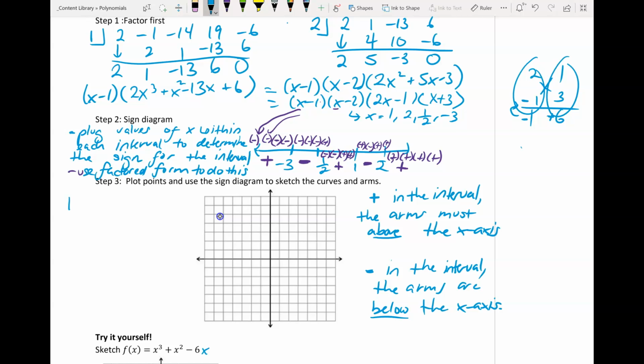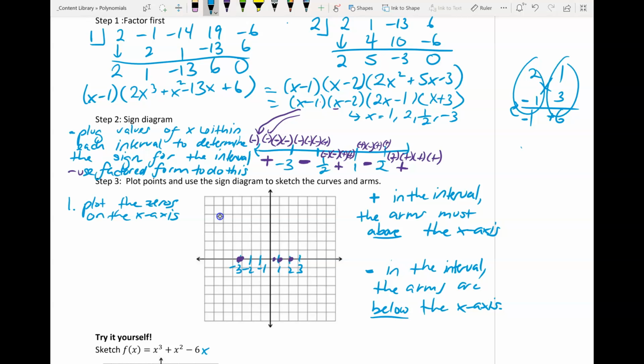Again, I'm going to write some steps on the side. The first thing you want to do is plot the zeros on the x-axis. So we have 1, 2, a half, and -3. I'm going to label our graph first and then plot them. So we have -3, a half, 1, and 2.